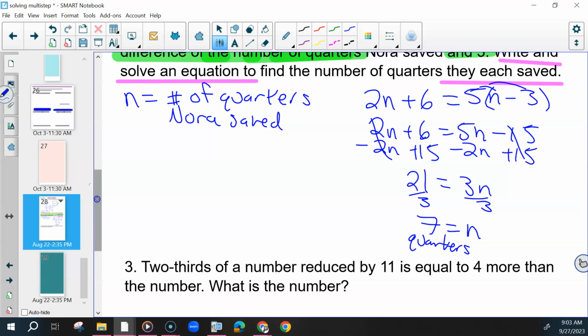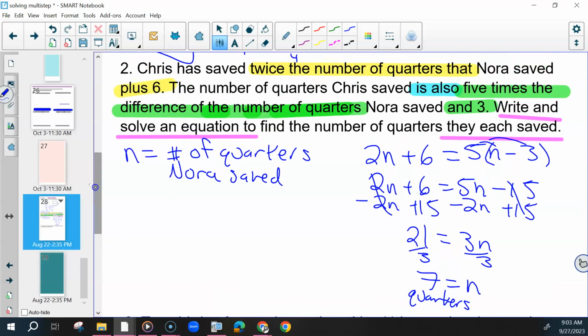We still need to find how many quarters Chris saved. So you can do one of two things. Either put 7 into this side and figure out what that is, or put 7 into this side. So I'm going to do this. These 5 tables, I want you to put 7 into this side. These 4 tables, I want you to put 7 into this side. And then figure out how many quarters Chris saved.